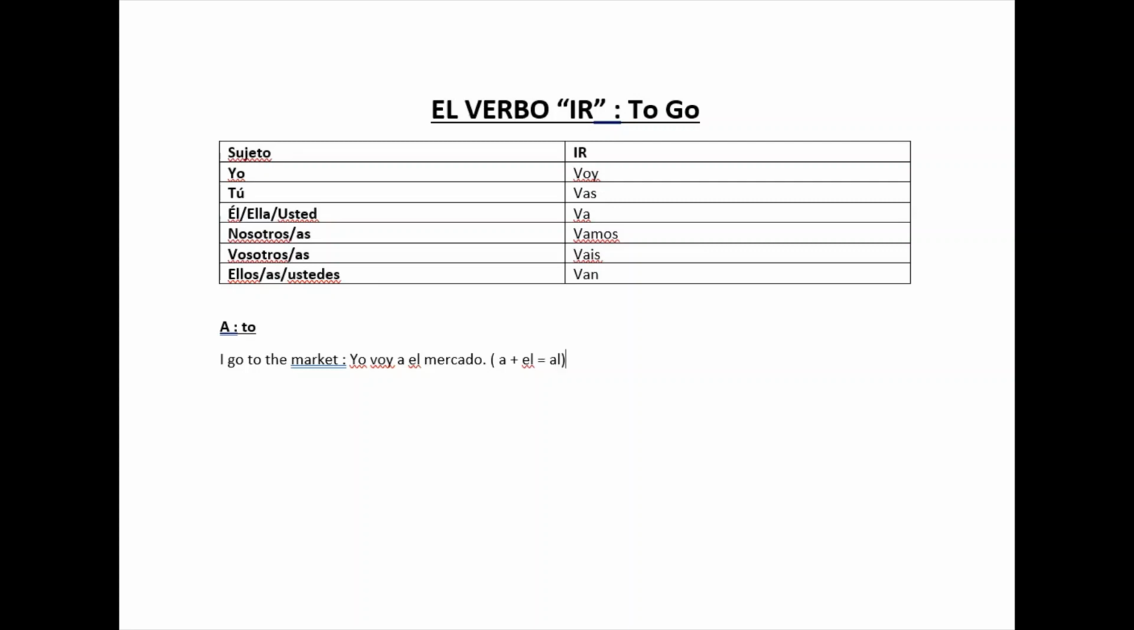Okay, and you must be wondering, why do we do that? We do it because both a and a are two strong vowels and we cannot have two strong vowels together. But if we have a followed by the article él, which is with the accent, we never change it because then it has its own tilde. Okay, we'll do that in detail later, but for now I wanted you to be very careful.